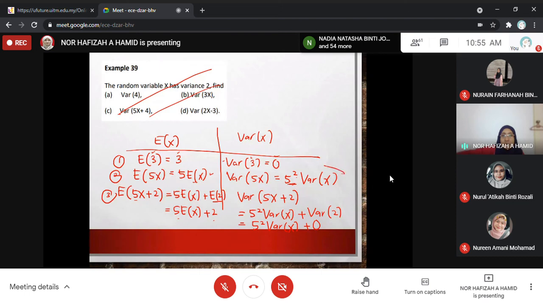So kalau you tengok untuk formula number 2 ni ataupun rules number 2, dia apply sama dengan rules number 3. Okay, sebab yang belakang ni automatic dia jadi 0. Okay, so dia lain dengan EX. EX yang 2 ni still kita consider dia ada value. Okay, so ini the difference lah between rules for expected value or rules for mean and also rules for variance.